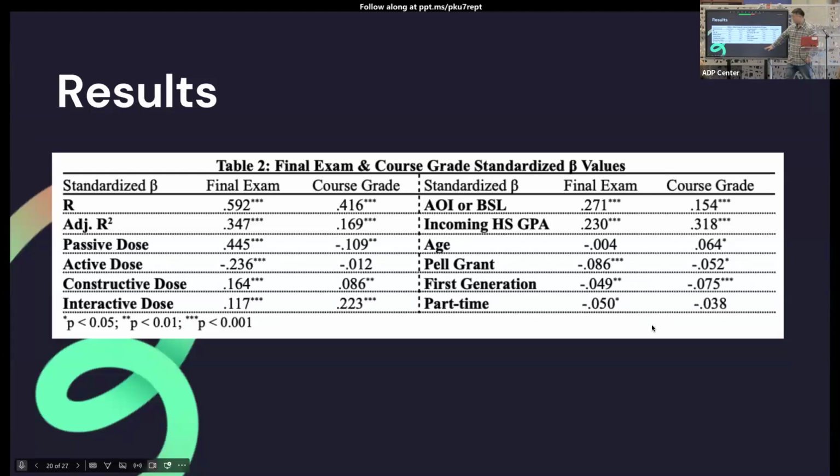And if you look at these standardized beta values, you'll see that passive dose actually did quite well for final exams. There was a positive 0.445. Active dose actually had a negative relationship with the final exam, and constructive and interactive both had a positive relationship with final exam. But you know, these are just beta values and they don't tell the full story. So we'll get to that in a second. And for course grades, it showed something similar. Yeah, actually this one, it showed passive dose was also in the negative, right? So, which I can help explain in a second.